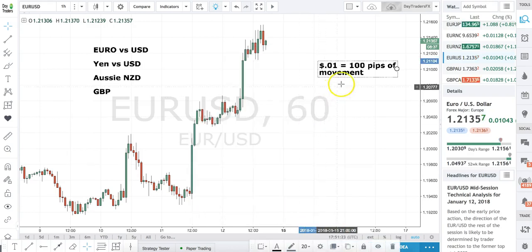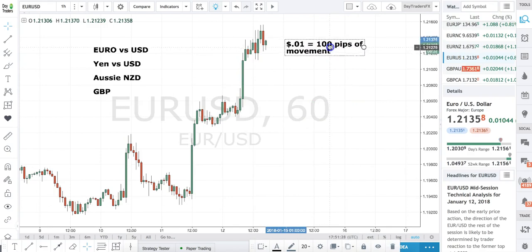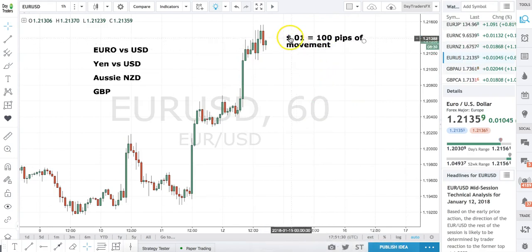And that is pretty significant. We can definitely make some good money on 100 pips of movement. Now let's build on that a little bit. So 1 penny of change is 100 pips of movement.